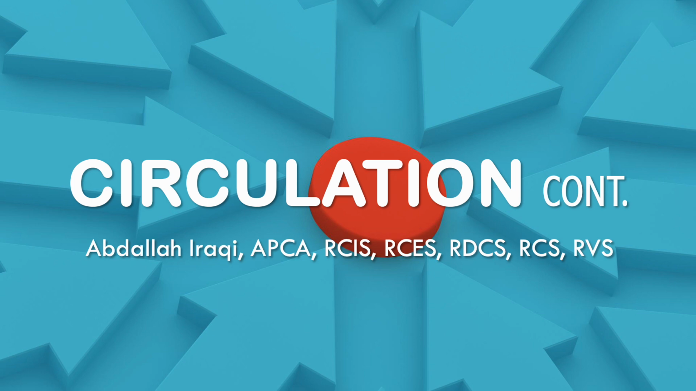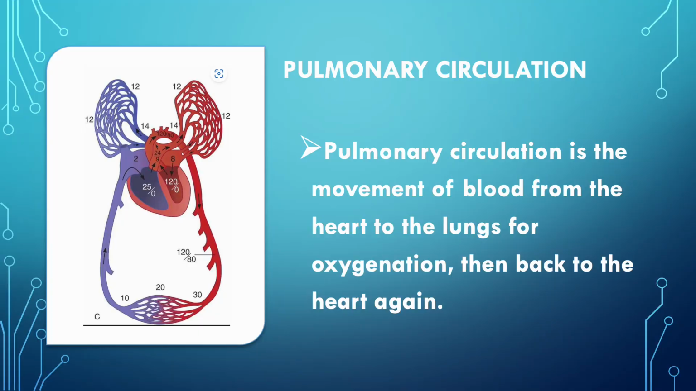We continue our journey in the heart, and we are talking about pulmonary circulation. So, pulmonary circulation is the movement of blood from the heart to the lungs for oxygenation, and then back to the heart again. That's simply expressed.